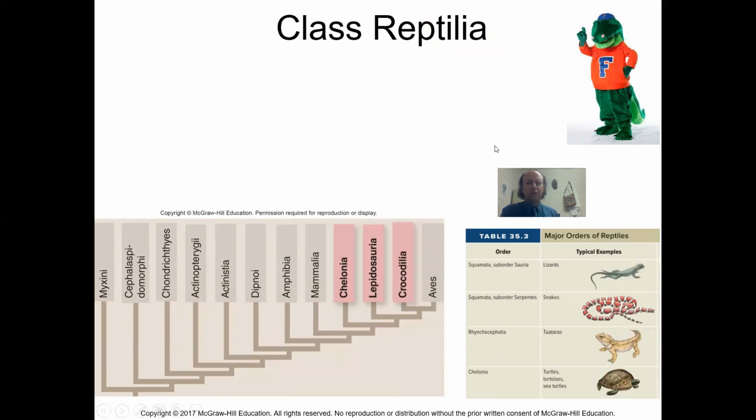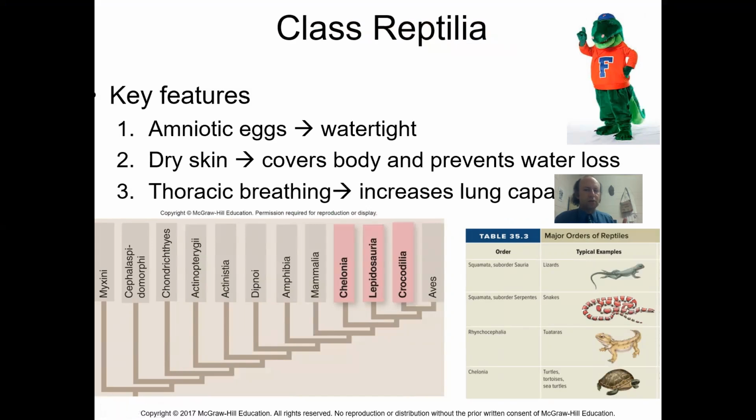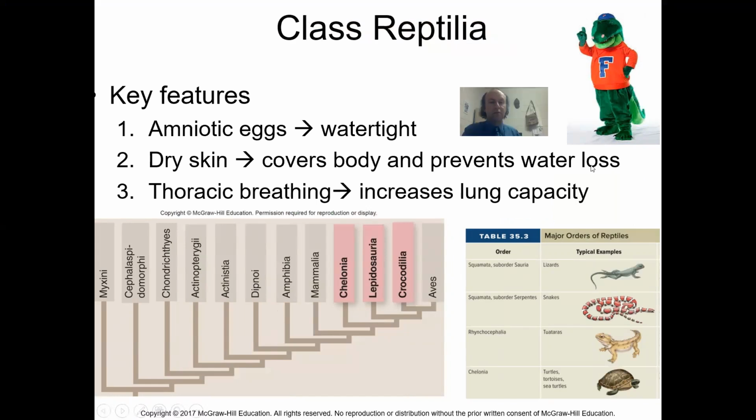So, what about the reptilians? What is typical, making the differences with amphibians? They have key features, the main key features that we need to learn. They lay eggs, yes, but the eggs are watertight, and we call them amniotic eggs.